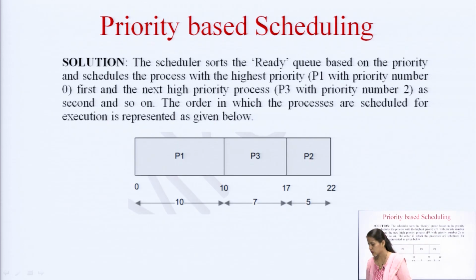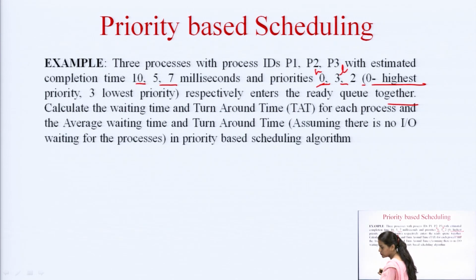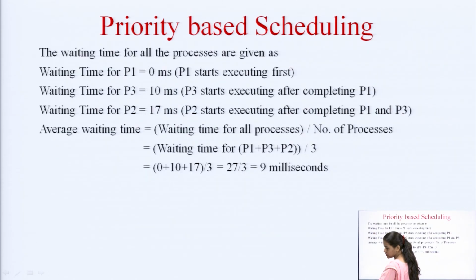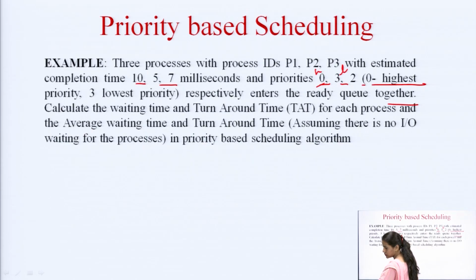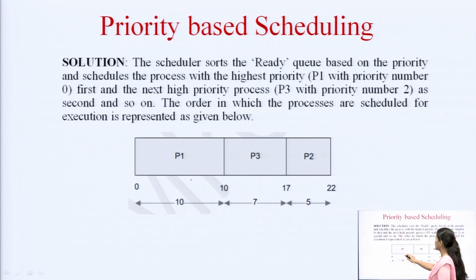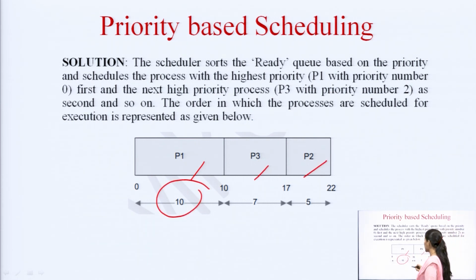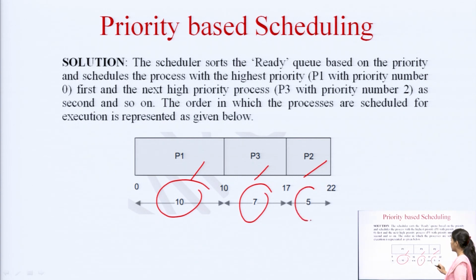Let us see how we are able to calculate it. So, in this way the task with the highest priority, that is 0, P1, is having the highest priority and P2 is having the lowest priority. So, in this way P1 is arranged first, then P3 and then P2. So, the execution time of P1 is 10 milliseconds, P3 is 7 milliseconds and P2 is 5 milliseconds.